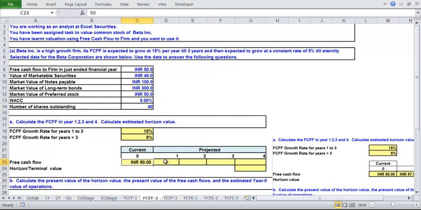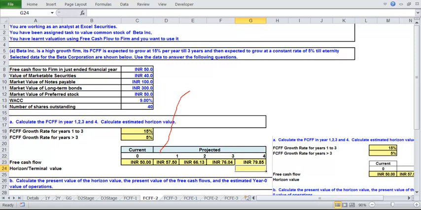Right. Now we have to compute the projected free cash flow for the next 4 years. So what is the free cash flow for the year 1? It will be 50 into 1 plus the high growth rate, because we are going to drag this, we will fix this. So it is 57.5 and then we will drag it for the next 3 years. For the year 4 it will be this into 1 plus 5%.